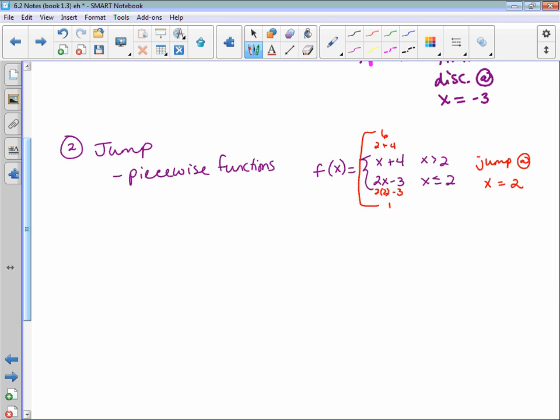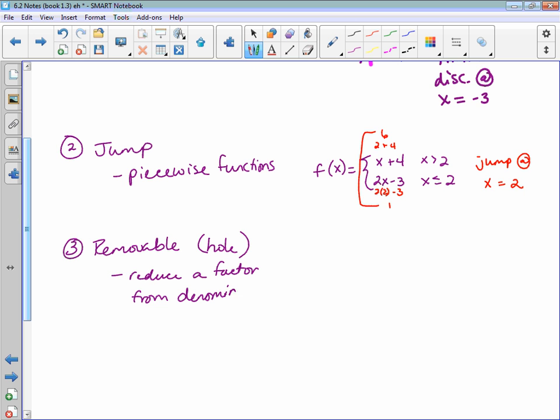The third kind is called removable. You can think of it as a hole. We've definitely talked about those in graphing before. This happens when you can reduce a factor from the denominator. It's like when you're able to cancel out one of those factors from both the numerator and denominator.